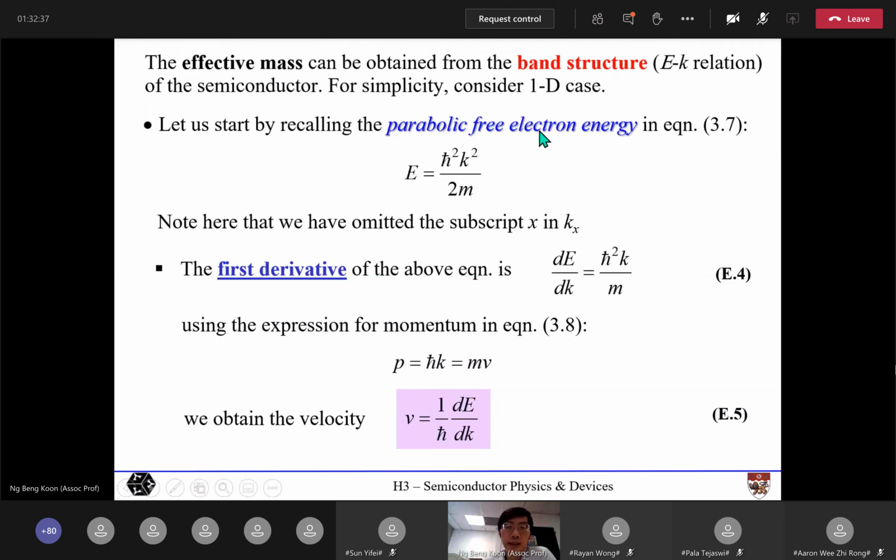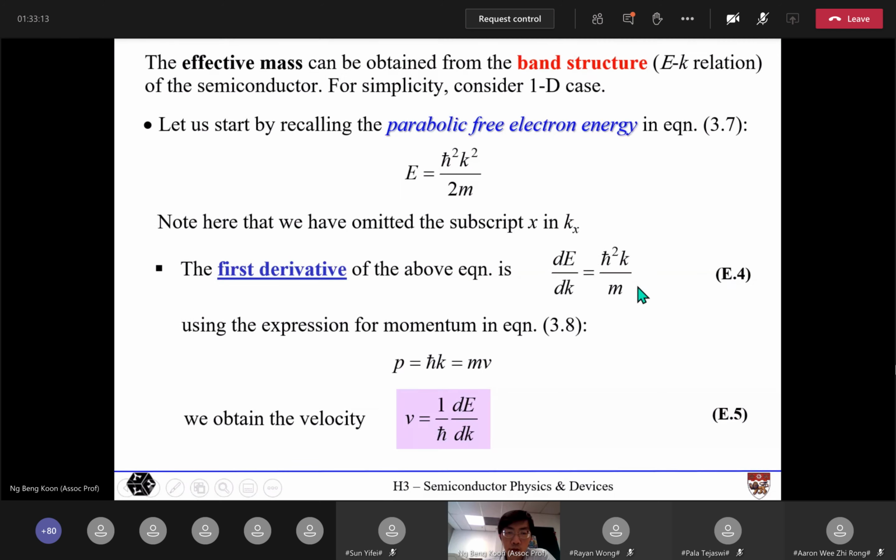So consider the case of the free electron particle. We have a solution of energy equals h bar squared k squared over 2m. It's a parabolic relation, right? If you differentiate this with respect to k, then you have dE/dk equals h bar squared k over m. Differentiating k squared, you get 2k, the 2 and 2 cancel, and you get k over m. So that's the first derivative.